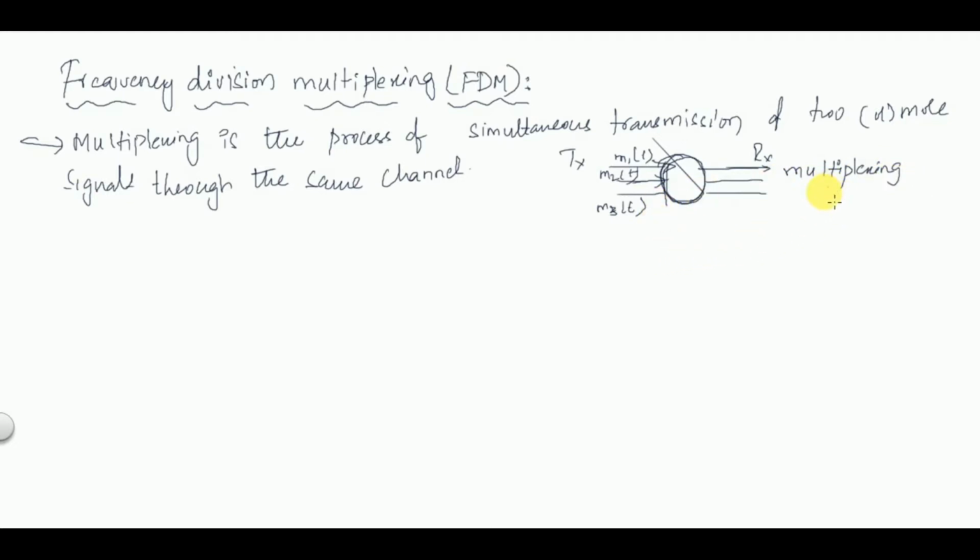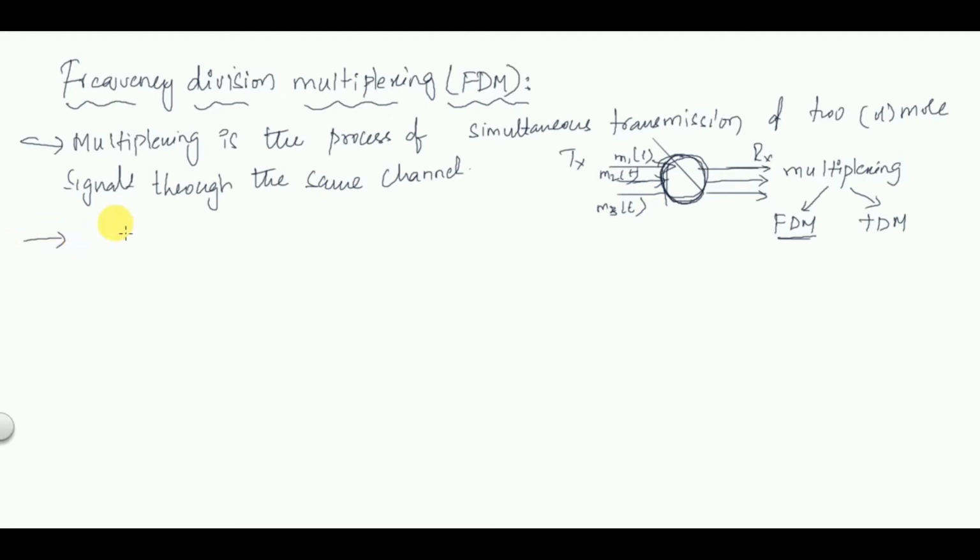And for multiplexing, for analog communications we'll use frequency division multiplexing, and for digital communication we'll use time division multiplexing. So in this we are discussing about the analog communication technique, which is frequency division multiplexing. Multiplexing is the simultaneous transmission, that is all the signals are passed at the same time through the same channel, right? So this process is called multiplexing.